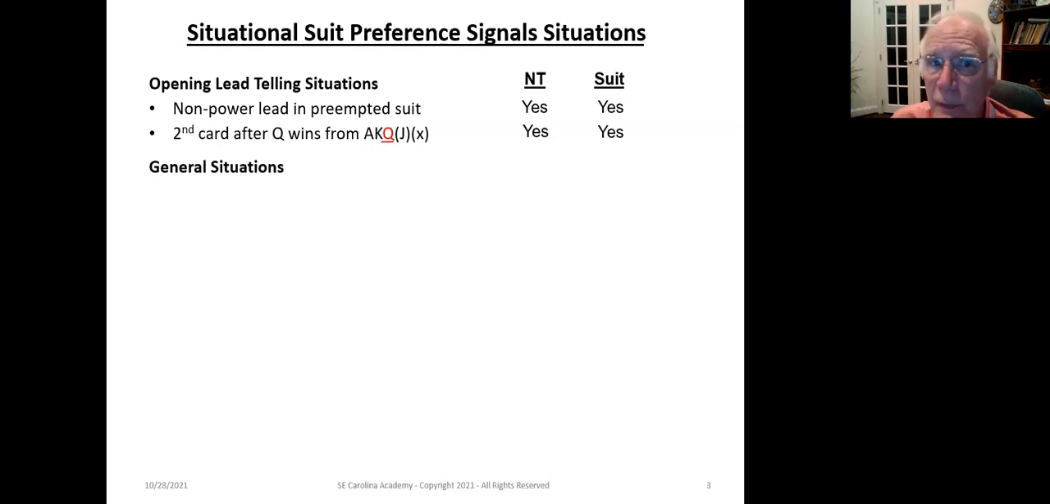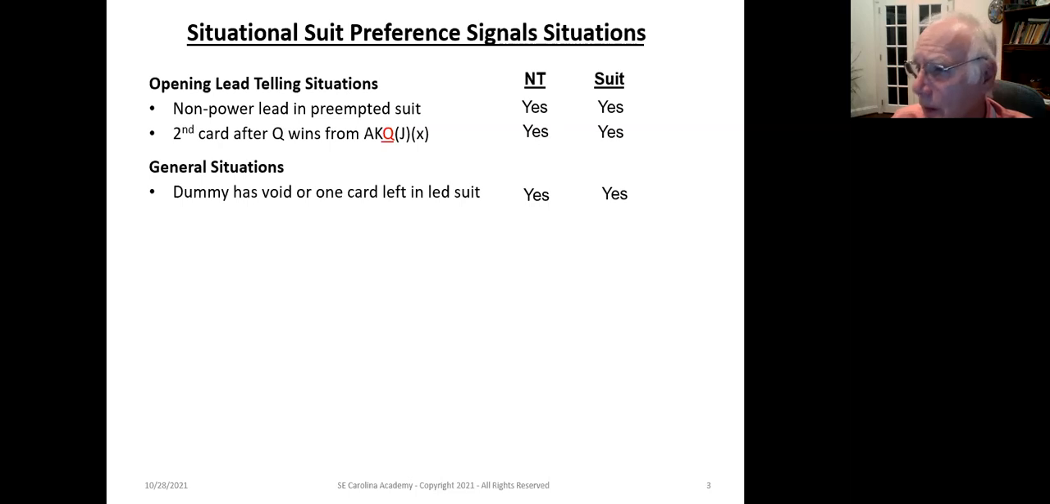Okay, general situations are when dummy has a void or 1 card left in the lead suit. Okay, and this can apply in both no trump and suit contracts. Okay, let's assume that your partner makes a power lead, and it's a suit contract, and the dummy comes down, and there's a void in the suit that your partner has led.